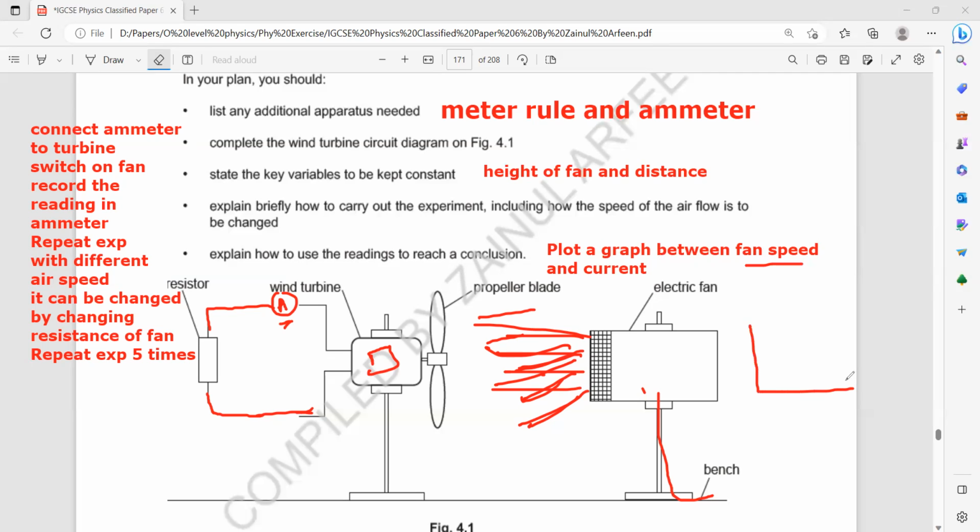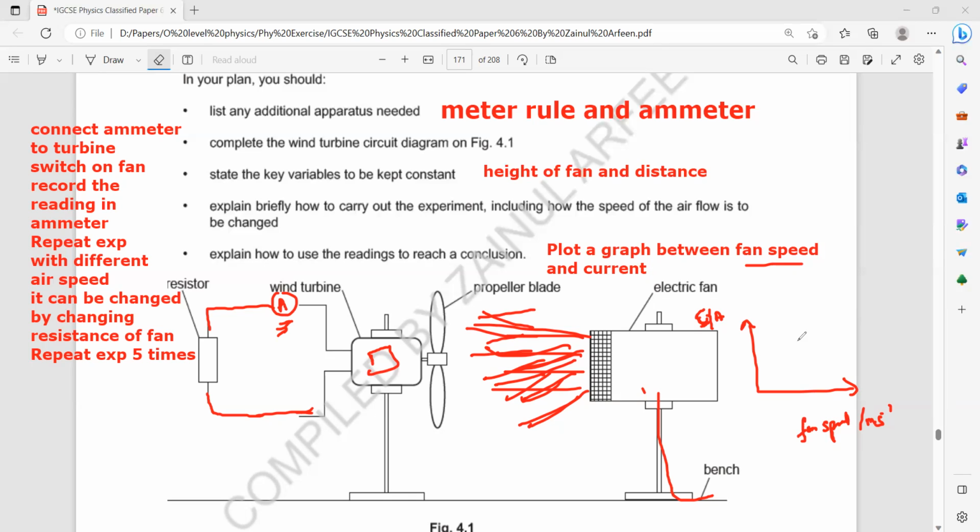If we plot a graph, usually the independent quantity should be on the x-axis. So the fan speed, in meters per second, is on the x-axis. And the current should be on the y-axis, because current changes with the fan speed. If I change the fan speed, it will produce different current. If the fan speed is higher, more air will flow, causing the turbine to rotate faster and induce more EMF. So that's why it produces greater current as compared to a lower fan speed.